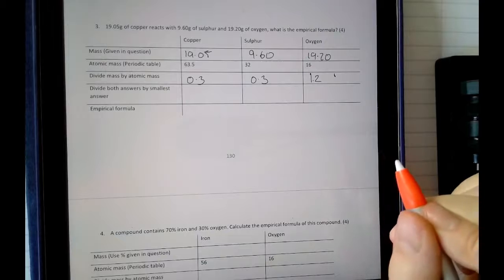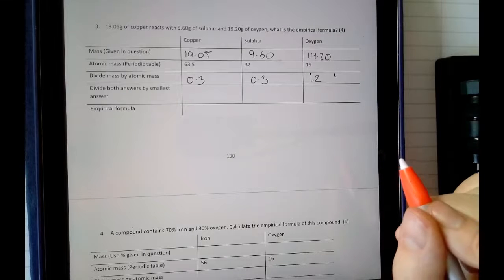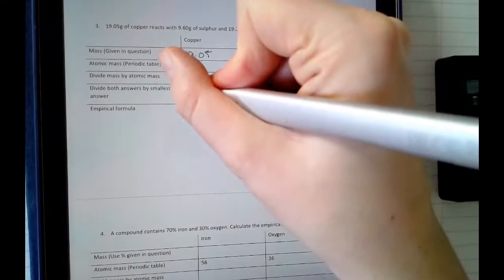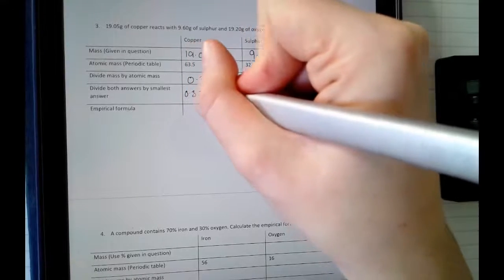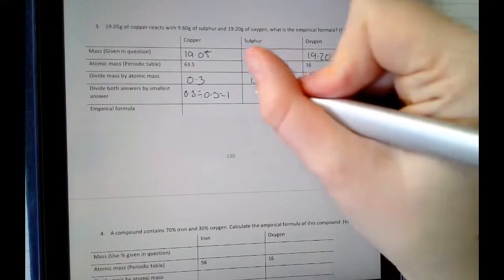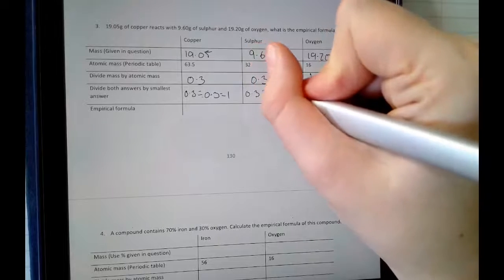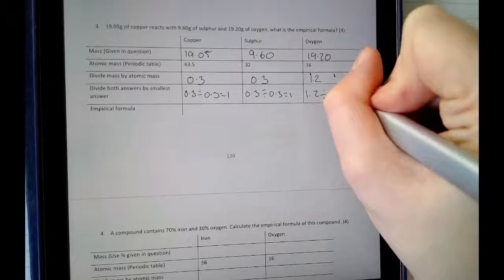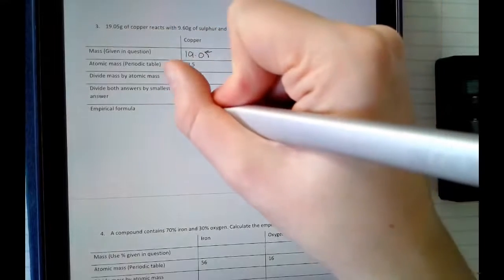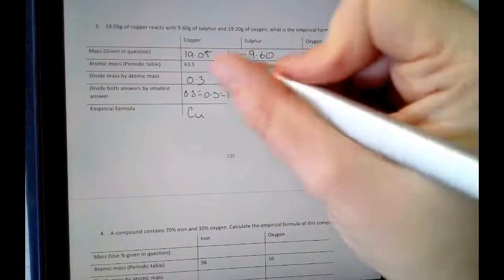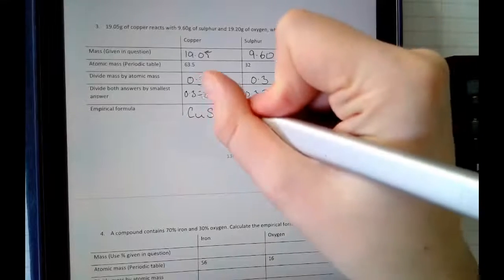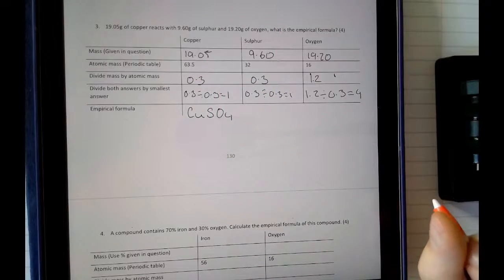Again, I've got the three numbers present as decimals. I need to convert them to whole numbers. Easiest way to do that is to divide all numbers by the smallest number. So you're going to be dividing everything by 0.3. When you do that, you get a ratio of 1 is to 1 is to 4. The 1 corresponds to the copper, so I've got 1 Cu. The 1 corresponds to the sulfur, so I've got 1 sulfur. The 4 corresponds to the oxygen. I've got 4 oxygens, CuSO4.